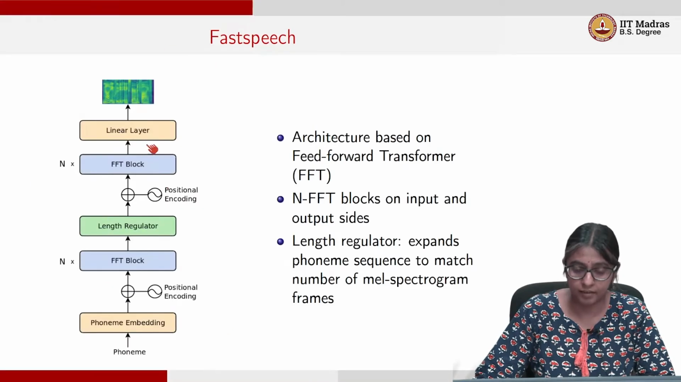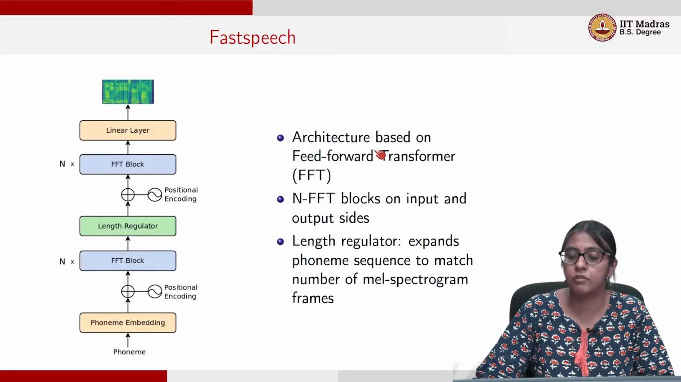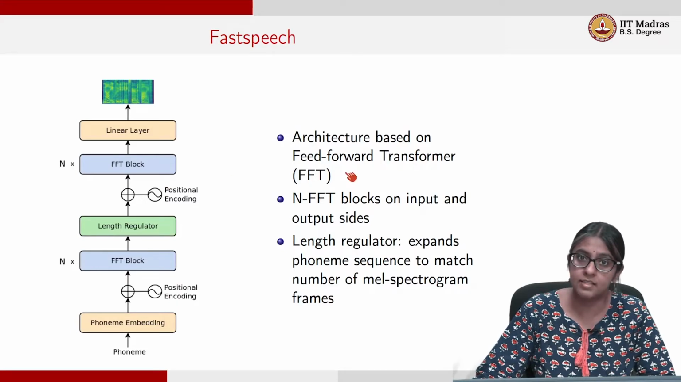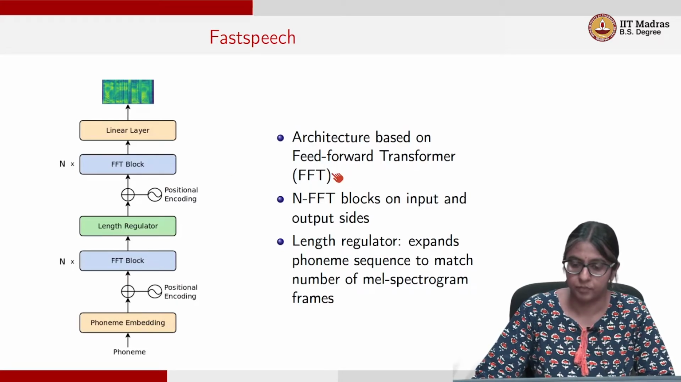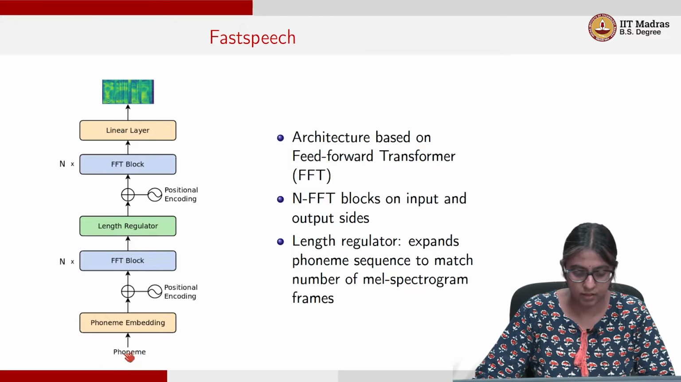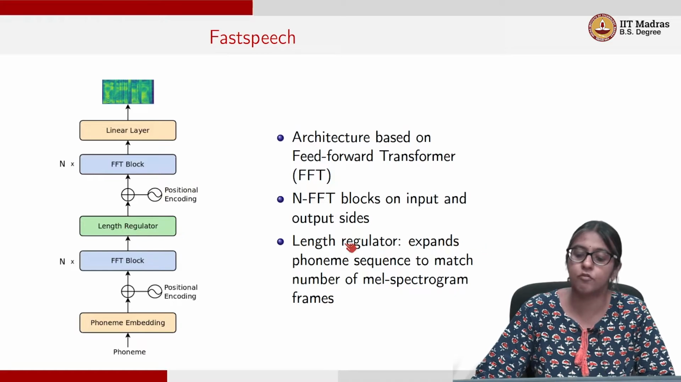So this is the basic architecture of FastSpeech. It is dependent on feed-forward transformer networks. You would have already seen transformer in the previous slides. This is the input side, the phoneme side, and this is the output, the MEL spectrogram side. At the input side, there are n such blocks of feed-forward transformer, and similarly on the output side you have n such blocks, and you have a length regulator. Phonemes are smaller, so you need to decompress them to get the MEL spectrogram frames. The length regulator essentially expands the phoneme sequence to match the number of MEL spectrogram frames.